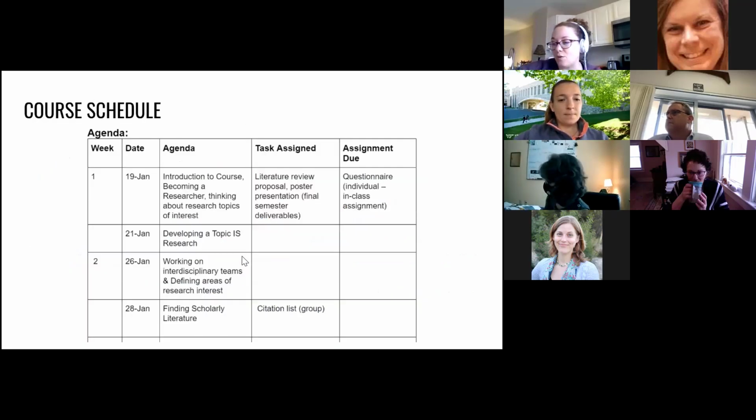To give you a look at our course schedule. As you can see, the schedule is set so students can always see when something is being assigned, when something is due, plus that agenda that we're going to cover that day in class. And we do this on purpose.